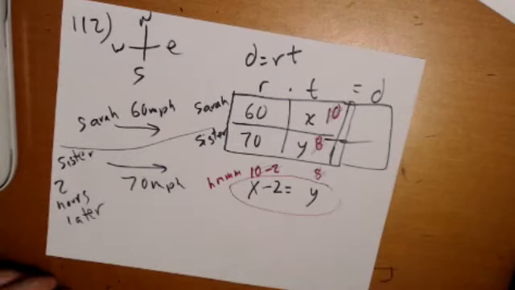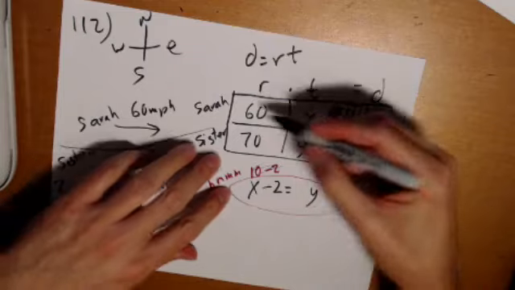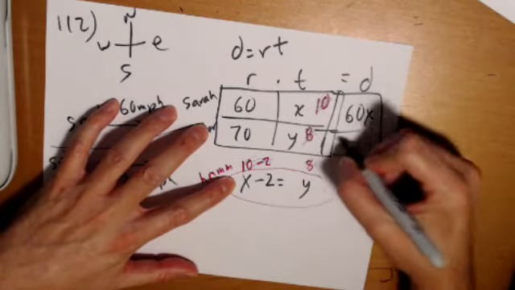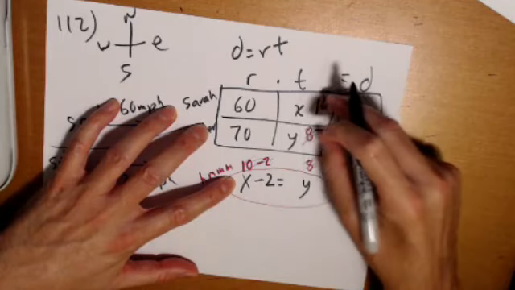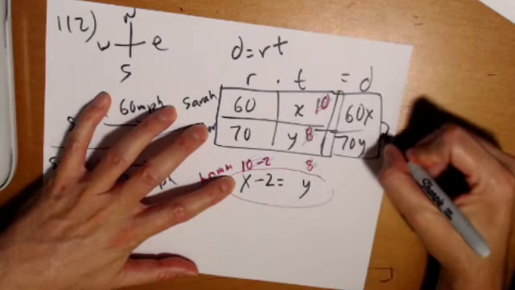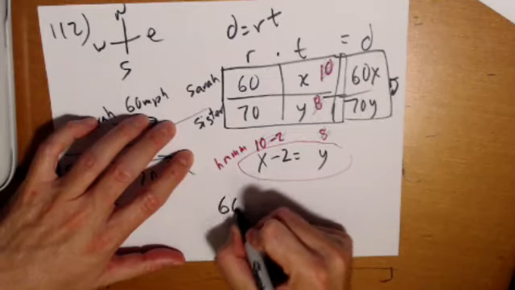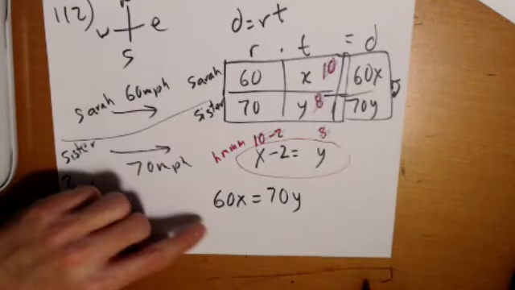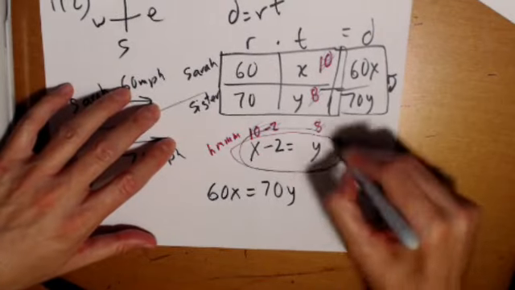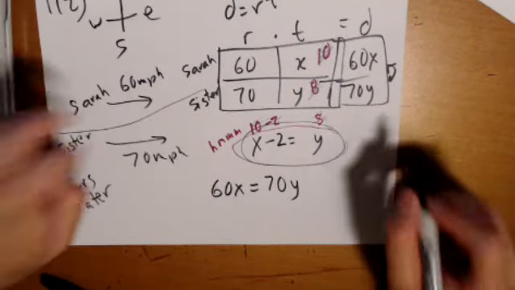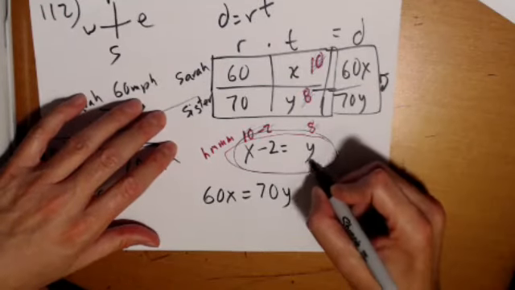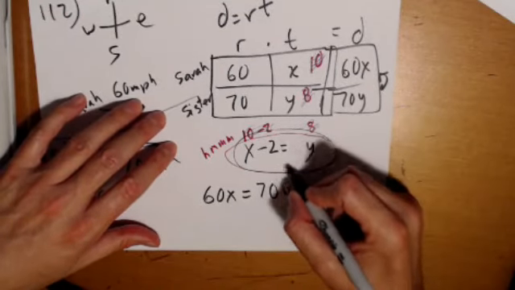Tricky. Okay. But once we have the table, we know that rate times time is distance. Rate times time is distance. And we know that we need their distances to be the same, so we set those things equal to each other. So 60x must equal 70y. And then now we need to plug this in. So let's use the substitution method. Yes, substitution method is helpful. So y is this mess. So let me just plug that mess in there.